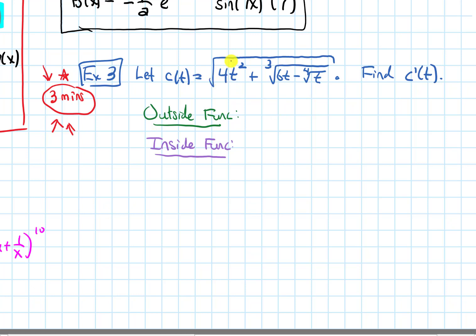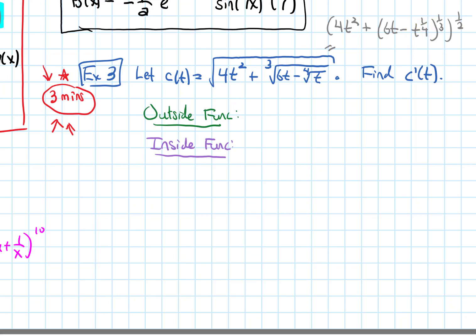We've seen before with roots that it's helpful to rewrite them as powers when I take derivatives. So the big old square root is going to be a big old 1/2 power. Inside I have 4t squared, and then I have a big old cube root, which is a 1/3 power. And inside of that we'll have 6t minus a fourth root, so that's going to be t to the 1/4.